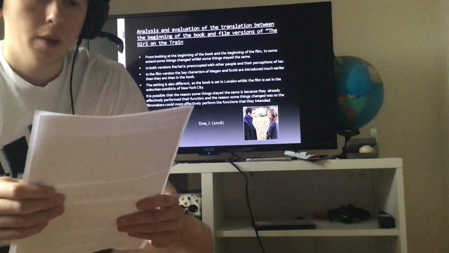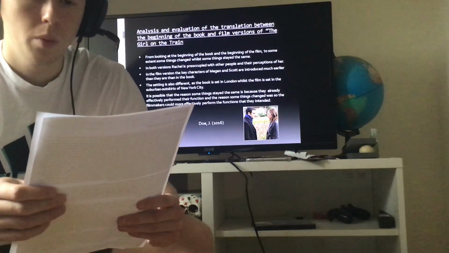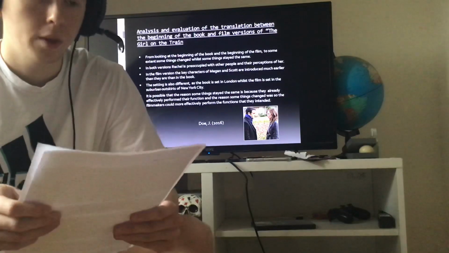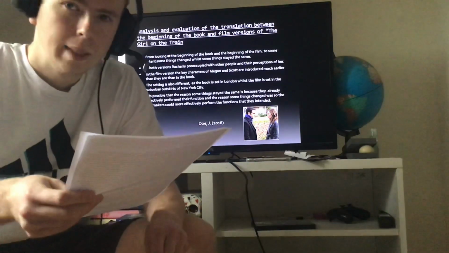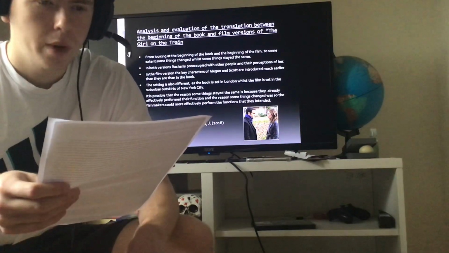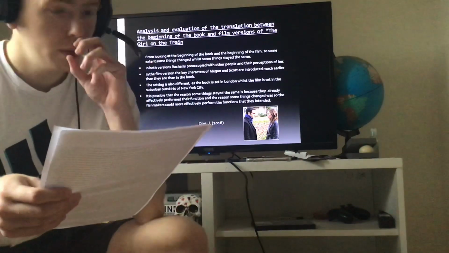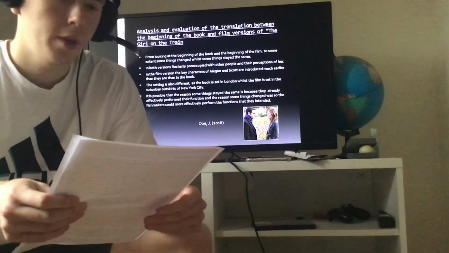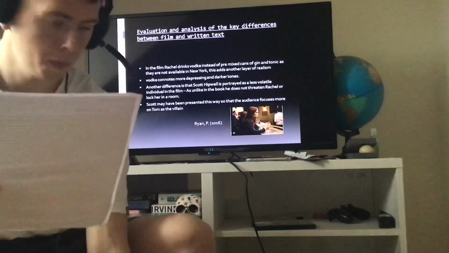Furthermore, it is true that by having the location changed, this allowed the film team to portray the required darker tones more effectively than what would be possible if they had not changed locations. Therefore, it is true that in regards to the beginning of The Girl on the Train, some things changed and some things stayed the same with the film adaptation, due to the filmmakers' need to effectively portray certain themes and tones whilst keeping the audience engaged.